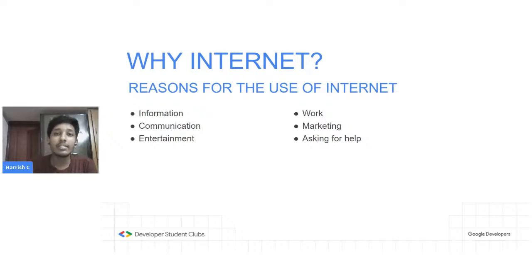Next, work. In this pandemic situation, work from home is a setting trend because people are unable to go to college or the office. So work from home is now an essential thing for everyone. Then marketing and advertisements, a big area where people promote their products and events, which is now basically full of internet. So marketing also plays an important role. Next is asking for help. If you need some help, you can post a query in forums like Stack Overflow and many others, and people are there to answer it. So that's also an important thing on the internet.